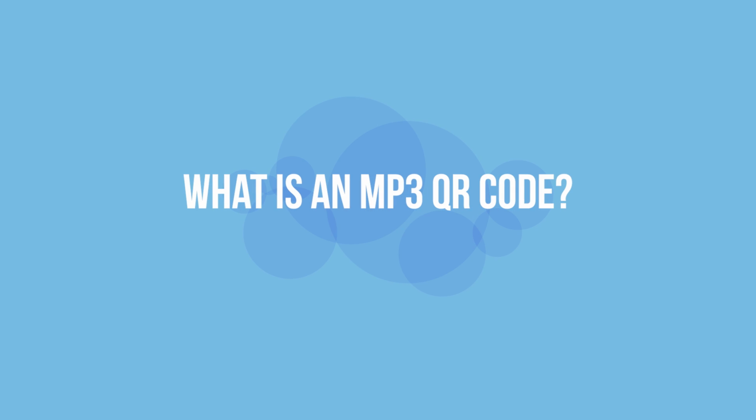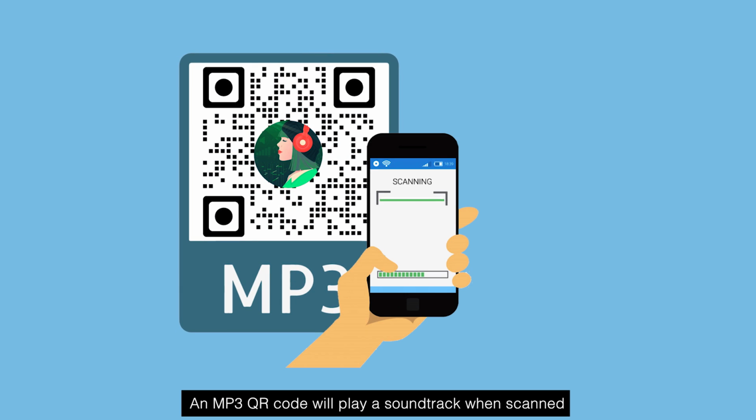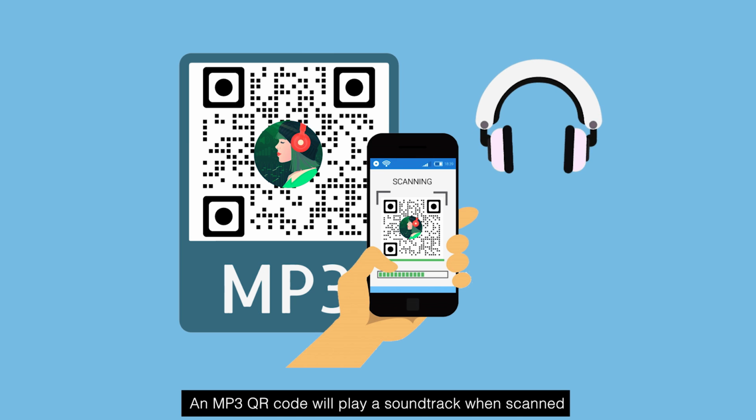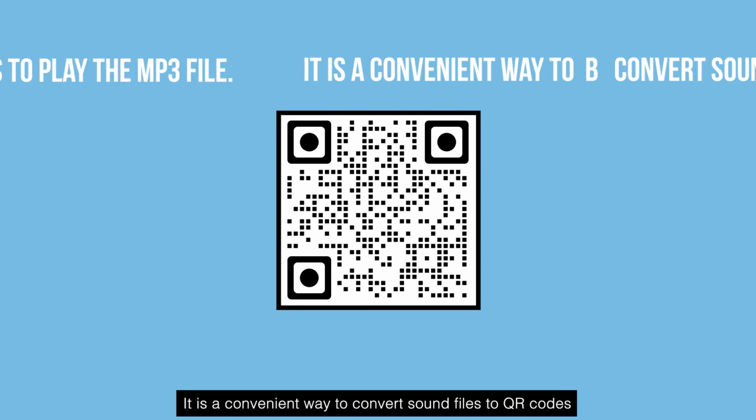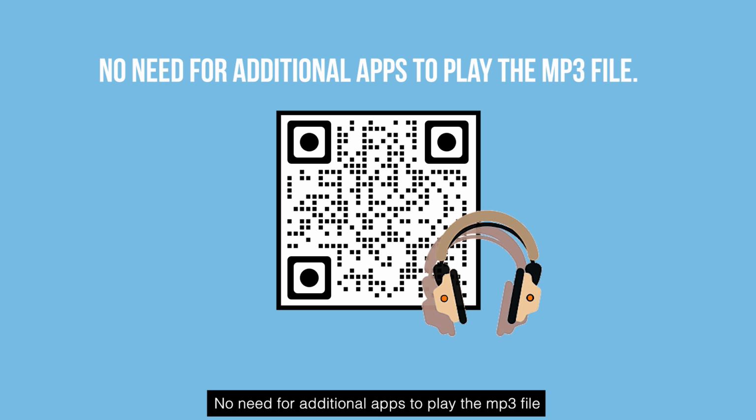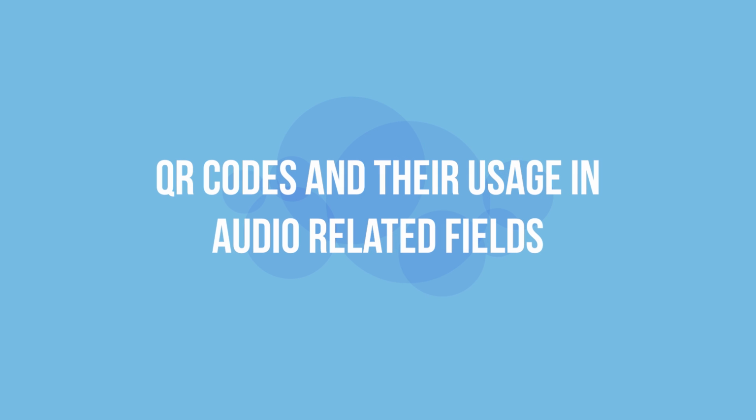What is an MP3 QR code? An MP3 QR code will play a soundtrack when scanned. It is a convenient way to convert sound files to QR codes. No need for additional apps to play the MP3 file. QR codes and their usage in audio-related fields.